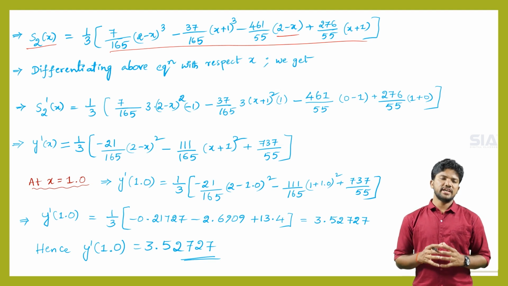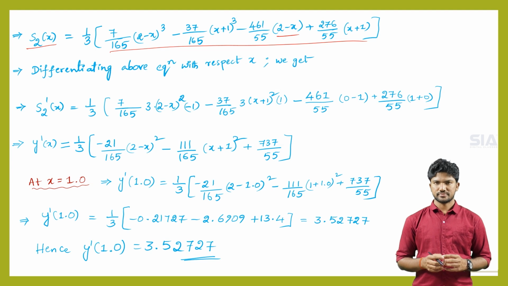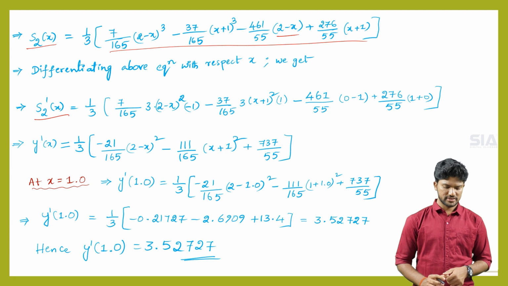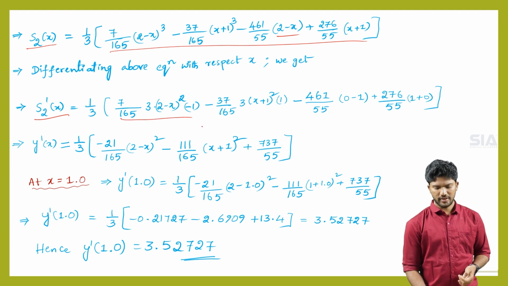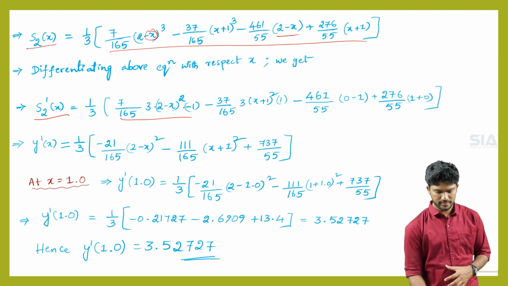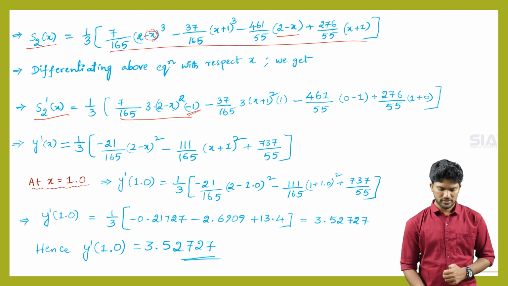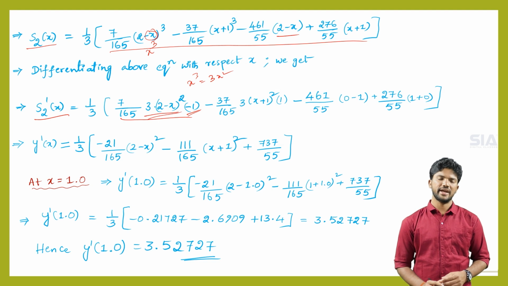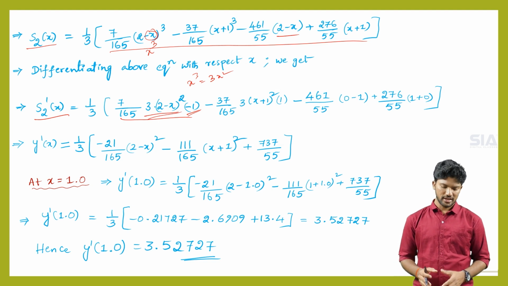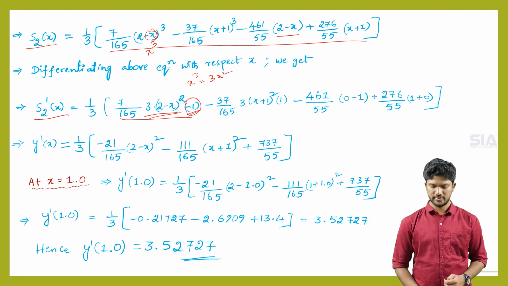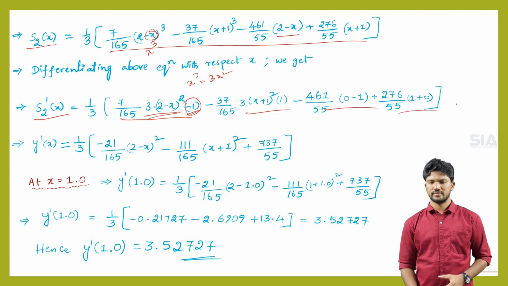Now differentiating the above equation with respect to small x, we get s2 dash of x is equal to 1 by 3 into, so this is the value. If you differentiate with respect to x, you will get -1. Because it is in the form of x cube, for x cube you will get 3x square, so we have 3 into 2 minus x whole square. Again, differentiating minus x gives -1. Similarly for the other terms, you will get it.